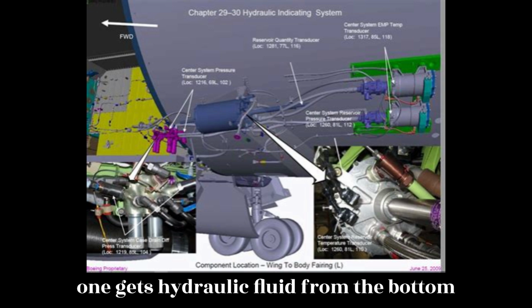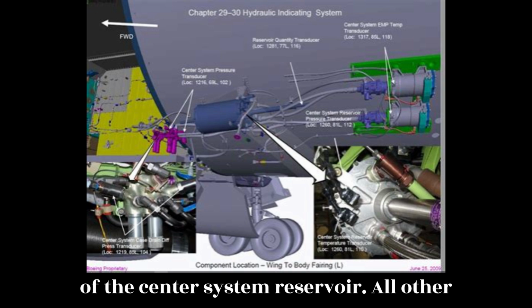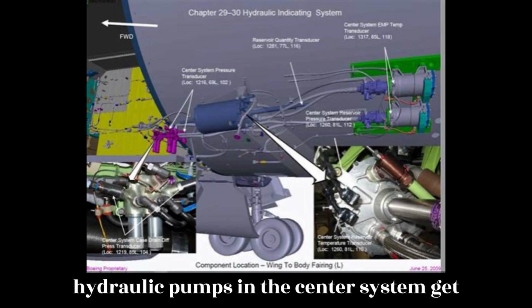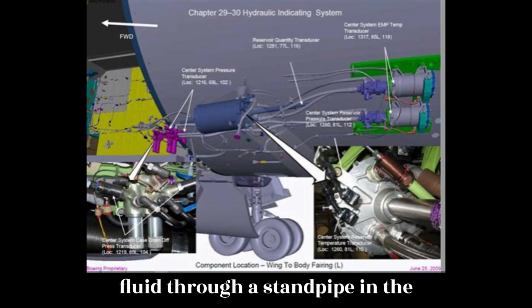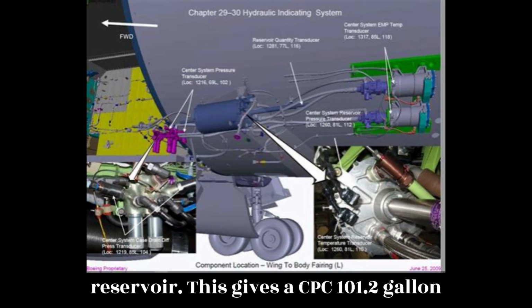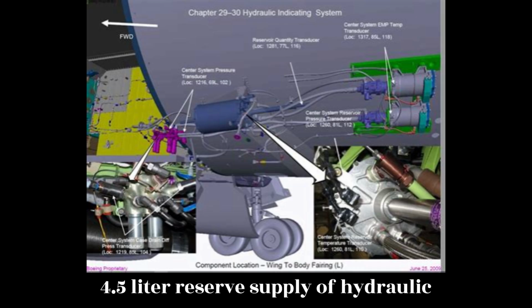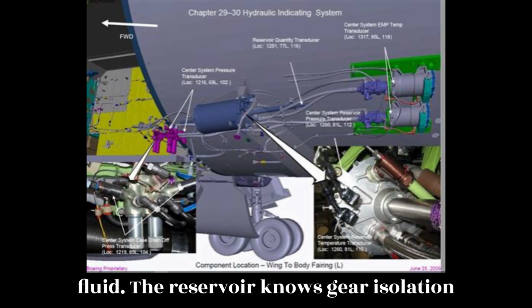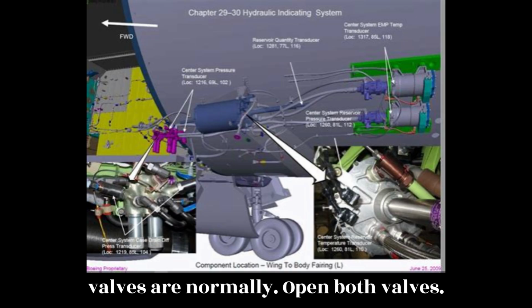ACMP C1 gets hydraulic fluid from the bottom of the center system reservoir. All other hydraulic pumps in the center system get fluid through a standpipe in the reservoir. This gives ACMP C1 a 1.2 gallon, 4.5 liter reserve supply of hydraulic fluid. The reserve and nose gear isolation valves are normally open.